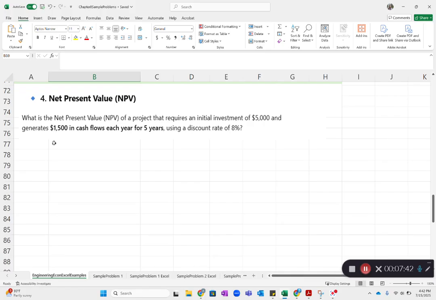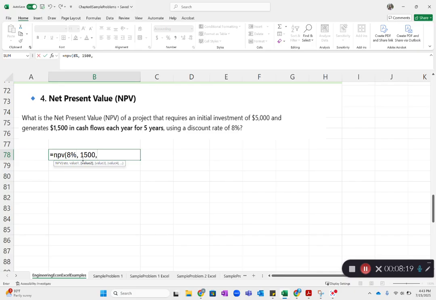Okay, next is my net present value. With net present value, remember this is the one that uses cash flows in my inputs. So I'm going to say equals net present value. I guess we didn't even read it. What's the net present value of a project that requires an initial investment of $5,000 and generates $1,500 in cash flows each year for 5 years using a discount rate of 8%? That would look like this: I say 8% and then I have these values of 1,500. That would be cash flow 1, cash flow 2, cash flow 3, cash flow 4, cash flow 5. So that's over 5 years.